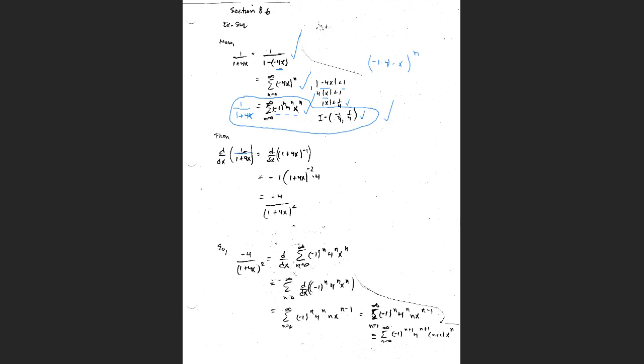Okay, that's the same as taking the derivative of the quantity 1 plus 4x raised to the negative first power. Using the chain rule, the derivative will be negative 1 times 1 plus 4x to the negative second power times 4, which is the same as negative 4 divided by the quantity 1 plus 4x squared. Let me give you a moment to make sure that you're comfortable.